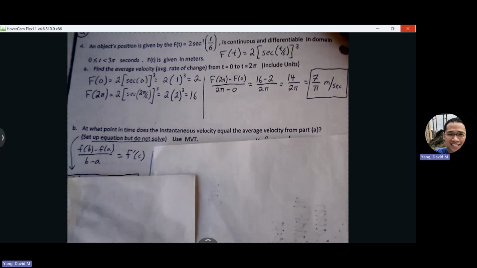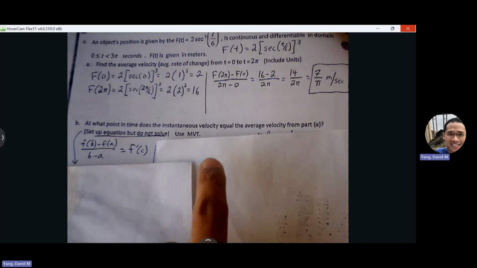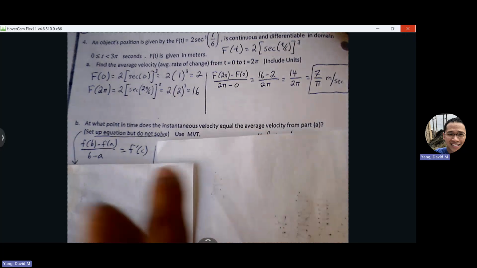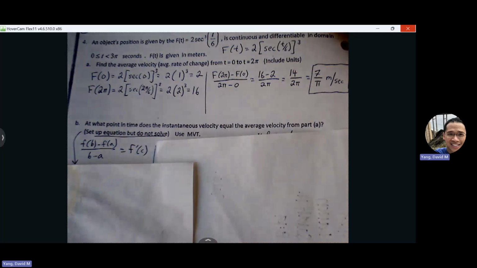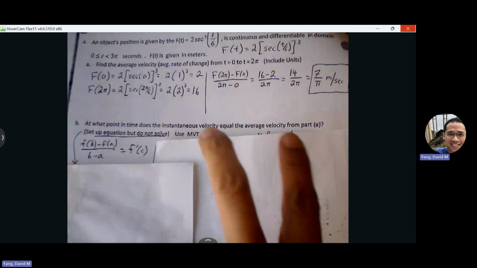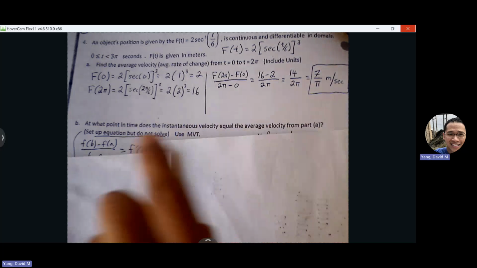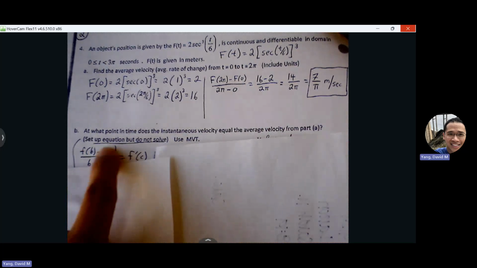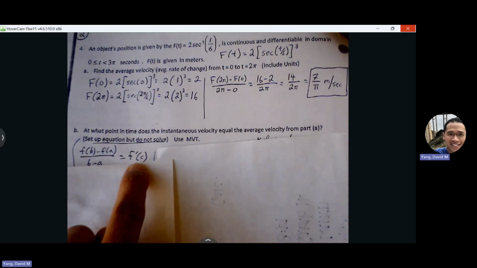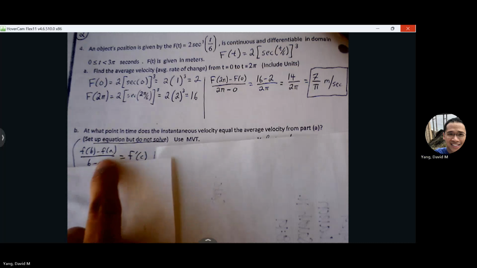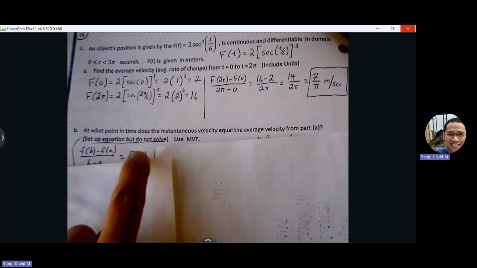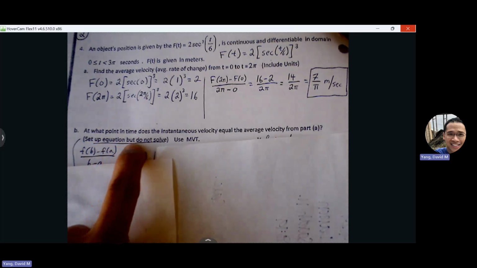Okay, at what point in time is the instantaneous velocity equal to the average velocity? So anytime you see instantaneous rate of change equal to the average rate of change, or in this case, instantaneous velocity equal to average velocity, that is indicating to us that they're trying to get us to use mean value theorem. Okay, so here is the notation for average rate of change. Here's the notation for instantaneous rate of change. So we're just trying to set up mean value theorem. It says set up the equation, but do not solve.